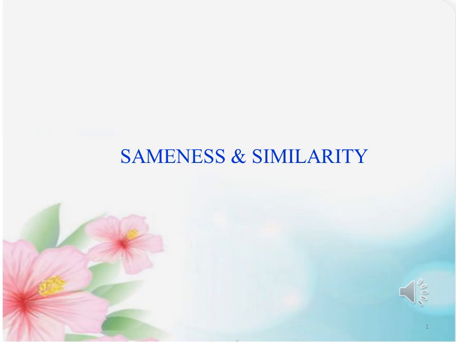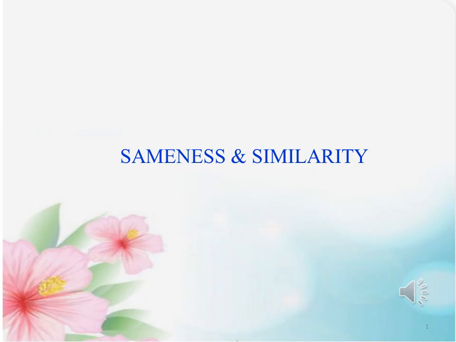Sameness refers to the state of being exactly identical or unchanged. When two or more things are the same, there is no difference between them in any respect. For instance, if two copies of a book are printed using the same edition, they are said to be the same. Sameness implies absolute equality, where every aspect down to the smallest detail is identical.